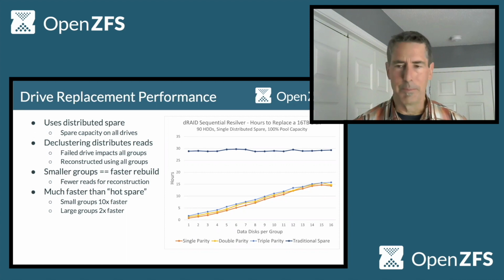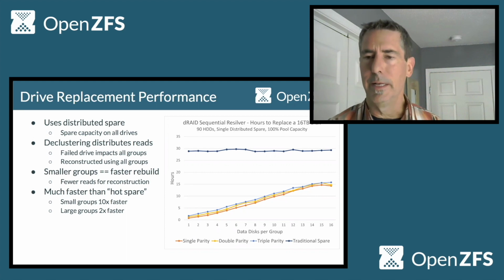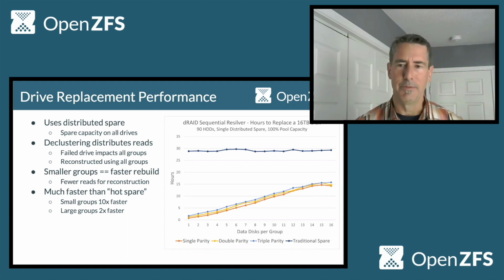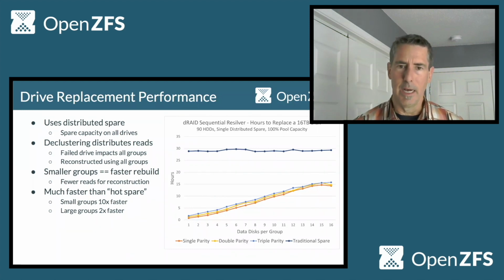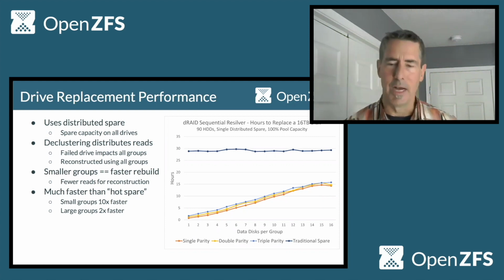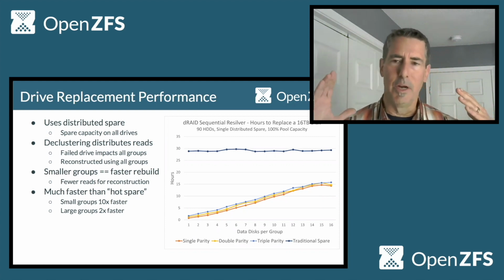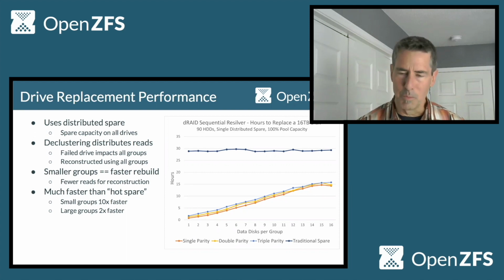The spare capacity is, again, using all the drives, and so we're reading from all drives to pull in the data necessary, reconstructing using data from all drives simultaneously, writing across all the drives to fill in the hot spare data. For small groups, in a large configuration, in this example here, we have 90 drives, if you have a lot of small groups, you're going to see some amazing performance.